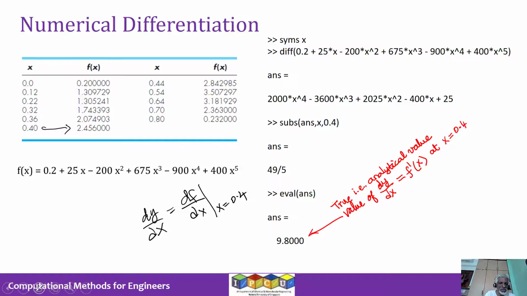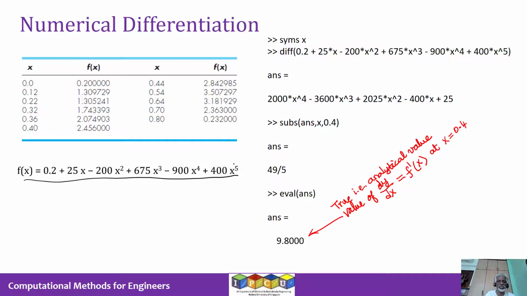Now please note that this data has been obtained from this equation. So this is the truth. This is the equation that generated this data. So if we knew this equation, then we can use our high school calculus to find out the derivative of the function and evaluate it at x is equal to 0.4 and get the answer.